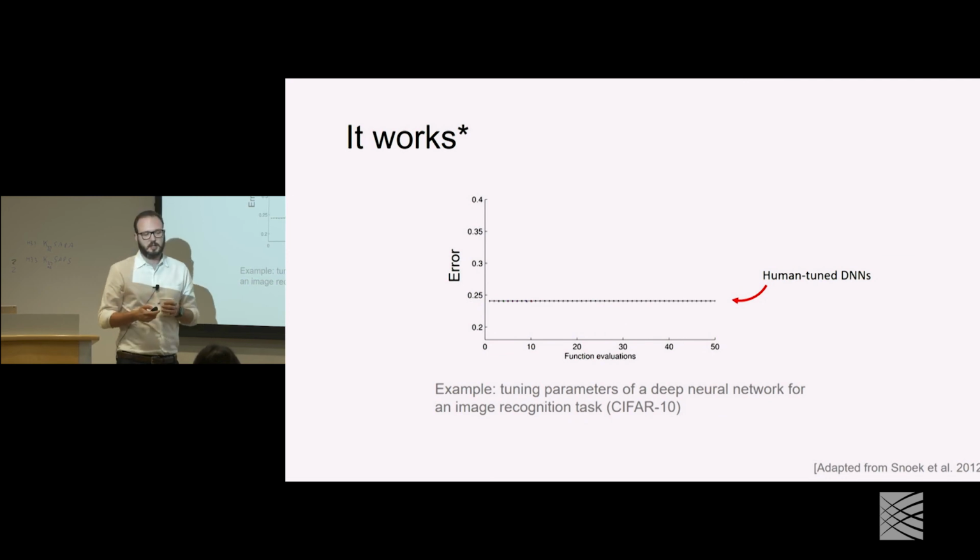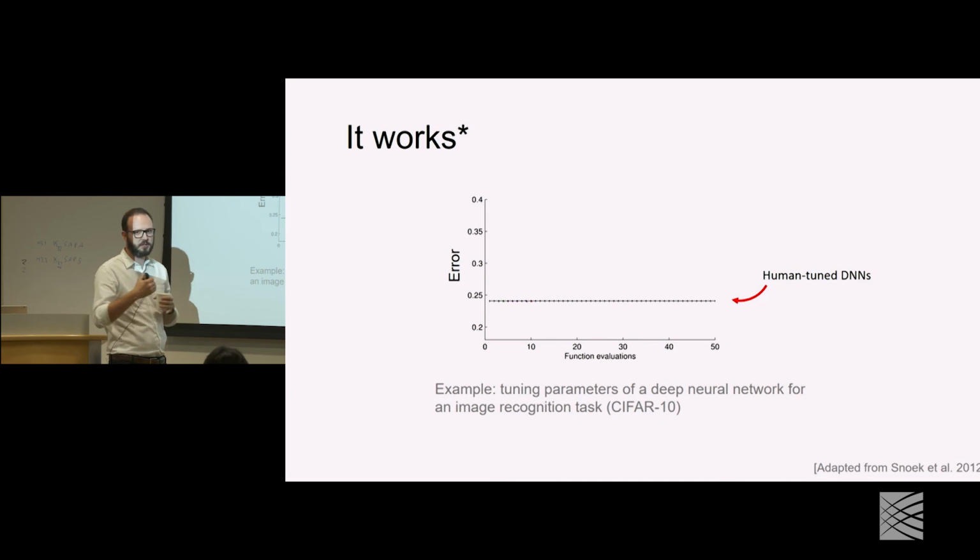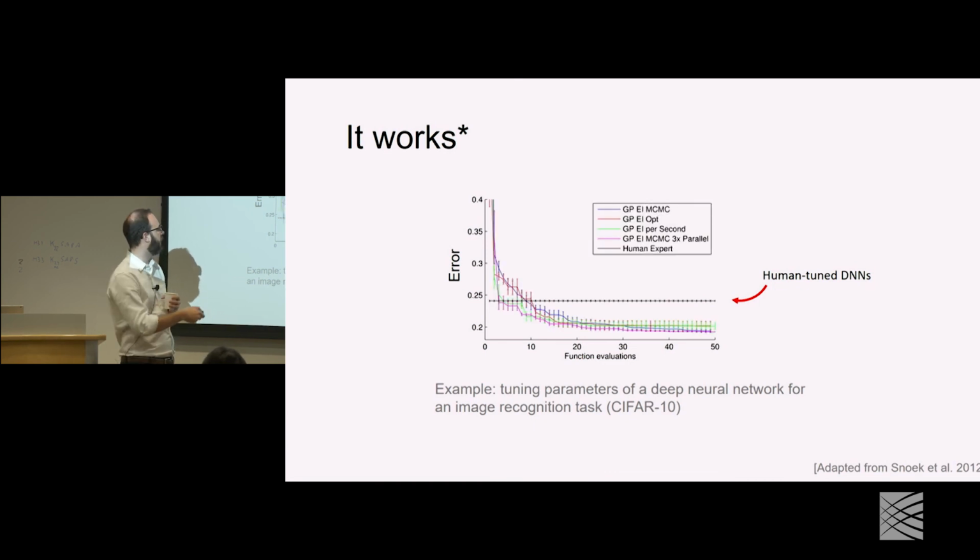So it works. It tends to work. If you look at a similar plot of error versus number of function evaluations, those are the number of steps in the previous slides, you see that when you try to tune a deep neural network for a computer vision task, this is the error achieved by a human, and you see that these families of automated methods actually get much lower error.